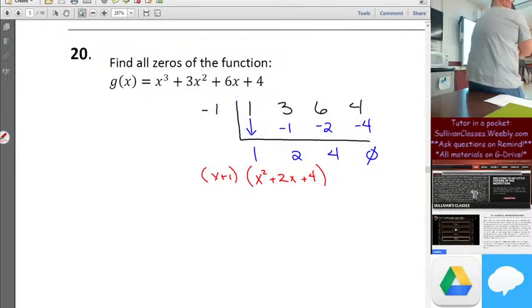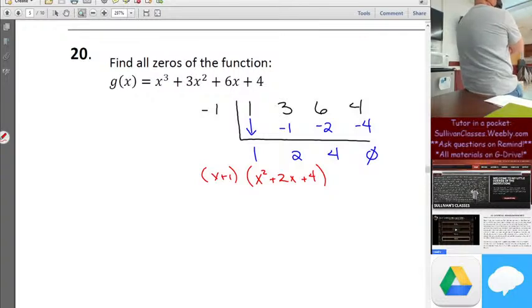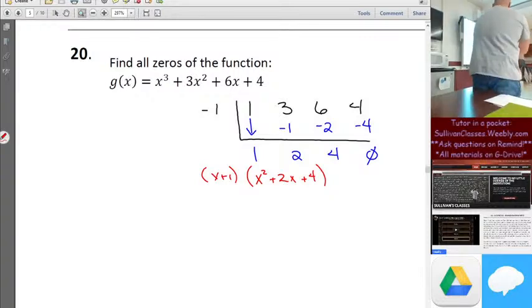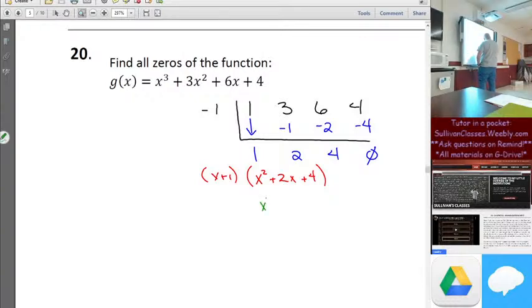So can I factor that? What factors of a positive 4 add up to positive 2? Uh-oh. That ain't happening, right? So you got to go to complete the square or quadratic formula, whatever your jam is. For benefit of those coming up to the big leagues, x squared plus 2x equals -4.